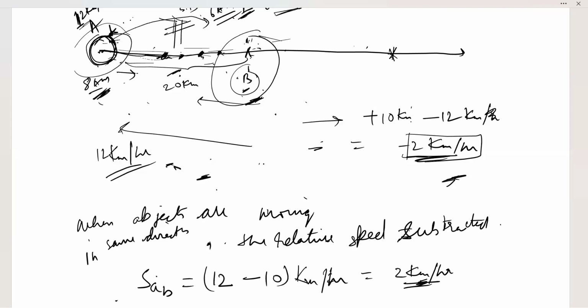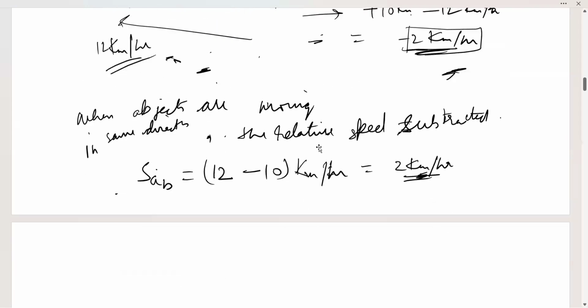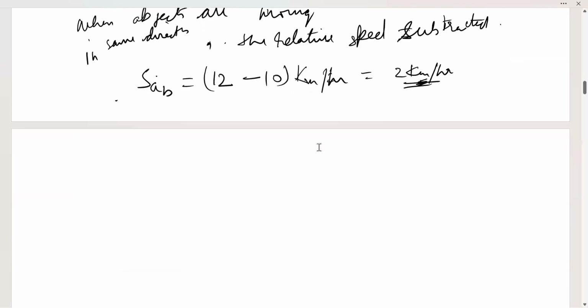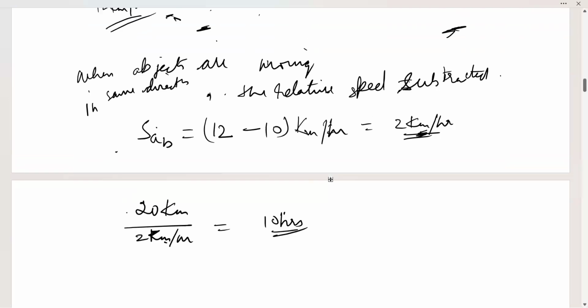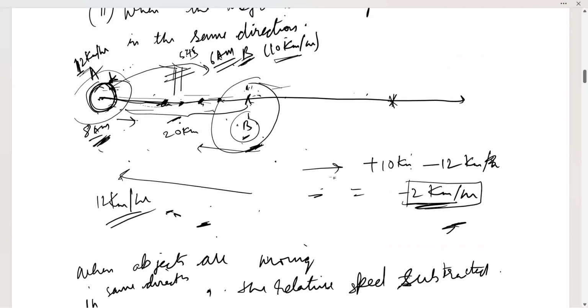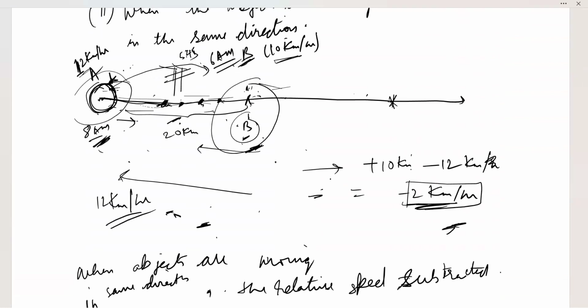So what will happen? Again, try it out. It's very simple. In this case, distance is 20 kilometer and speed is 2 kilometer per hour, which gives 10 hours. So after 10 hours, they will meet. 10 घंटे के बाद मिलेंगे.